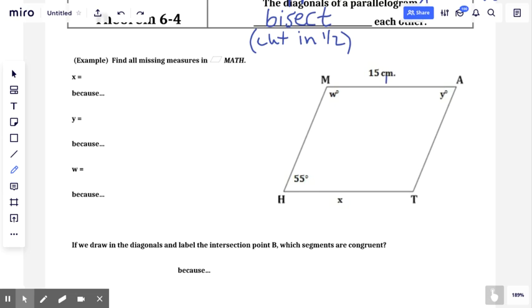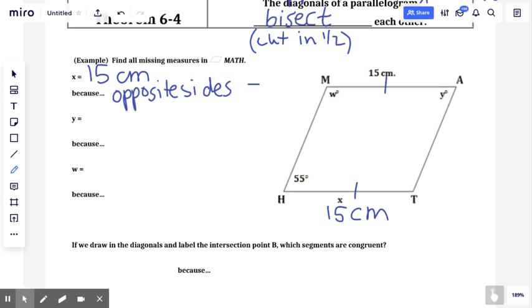So I'm going to just mark these the same. I'm going to label this with 15 centimeters. And then over here, we're going to put that X is 15 centimeters because opposite sides are congruent. Hopefully, as I do this a little bit more, the writing will get a little bit neater. I apologize. I'll get used to it.